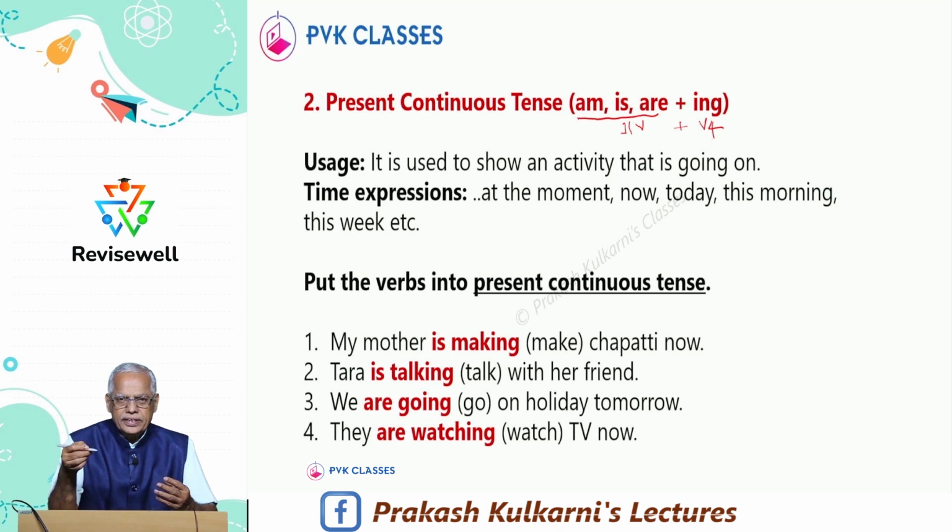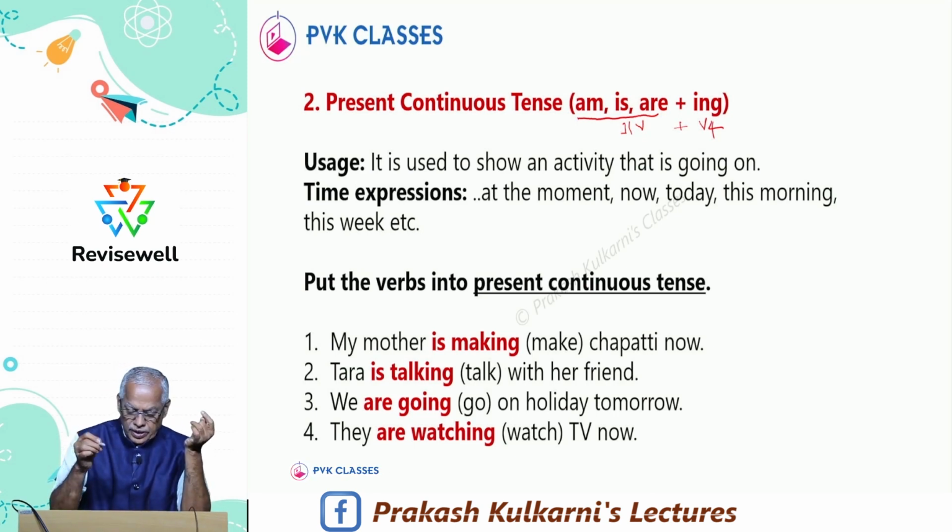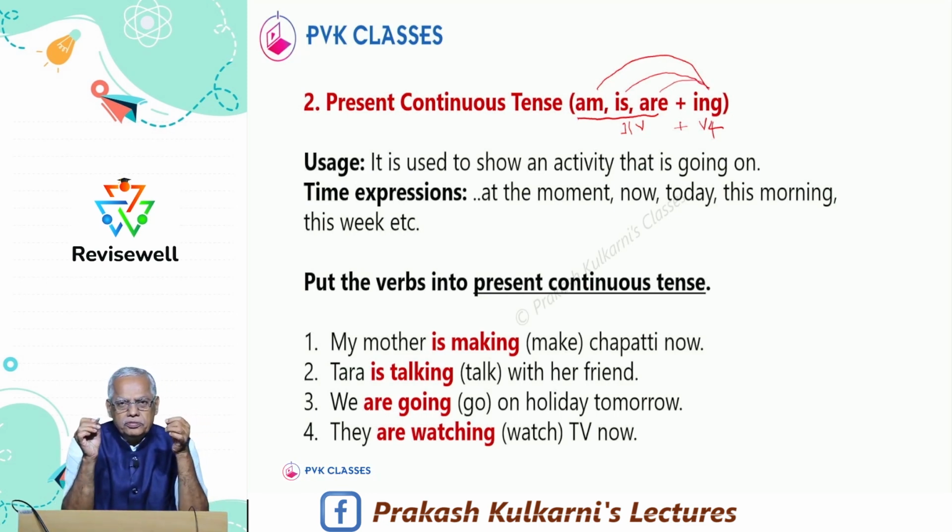Now I am speaking, you are listening. Now see here, come, came, come, coming. Fourth one is coming. Eat, ate, eaten, eating. Okay, play, played, played, playing. So fourth form of the verb is called present participle or ing verb. So I am coming, he is coming, they are coming. So am, is, are verbs are followed by ing. This you can think of present continuous tense.